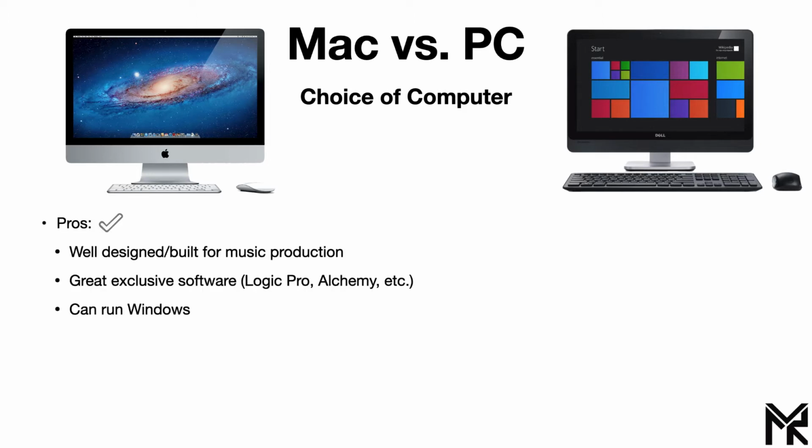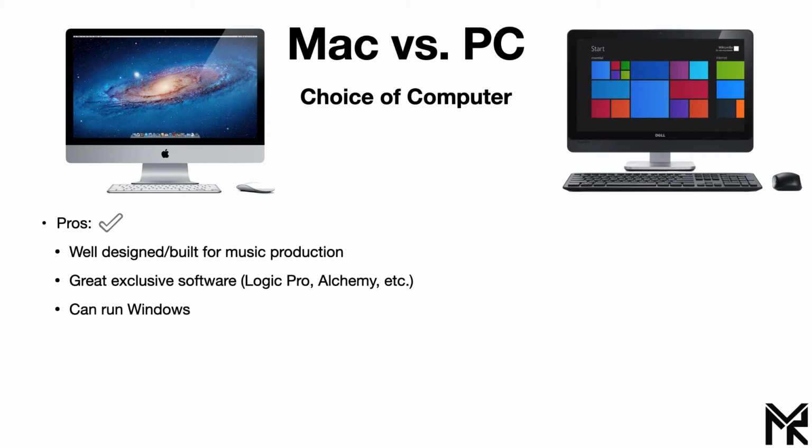Some of the pros of a Mac is that it's generally well designed and built for music production. What I mean by that is out of the box, it's a little bit easier to set up a Mac to get started producing music because it's designed with that in mind. Apple owns and builds all of their Macintosh computers, so they're all designed to be a little bit more all-in-one. It doesn't matter what you're getting, whether it's a MacBook Air, a Mac Mini, any Mac computer that's out there will generally run music software pretty well.